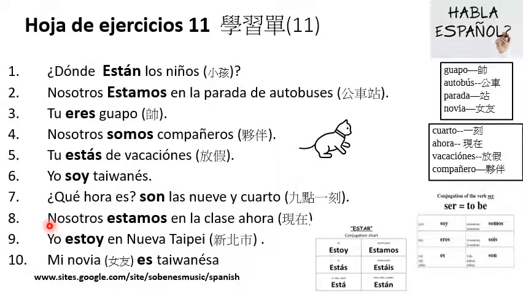Now, debate. Nosotros estamos en la clase ahora. Right, we are in class now. Yo estoy en Nueva Taipei. I am in New Taipei City. Mi novia es taiwanesa.